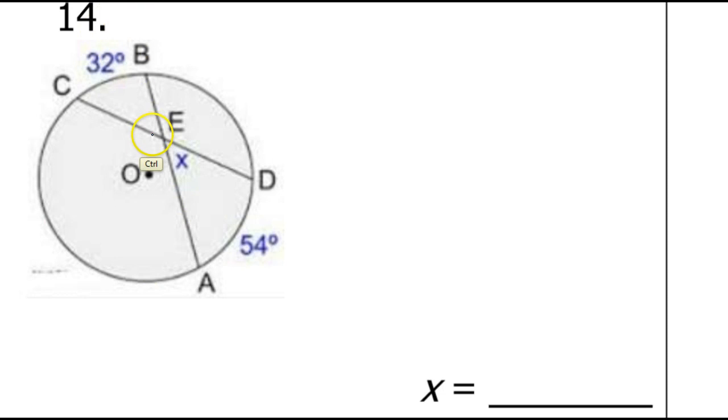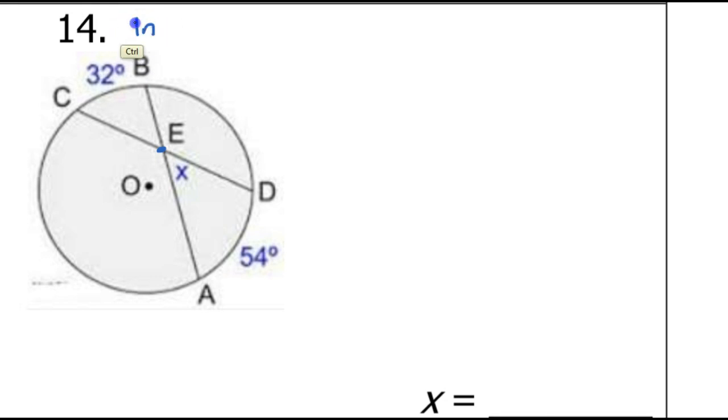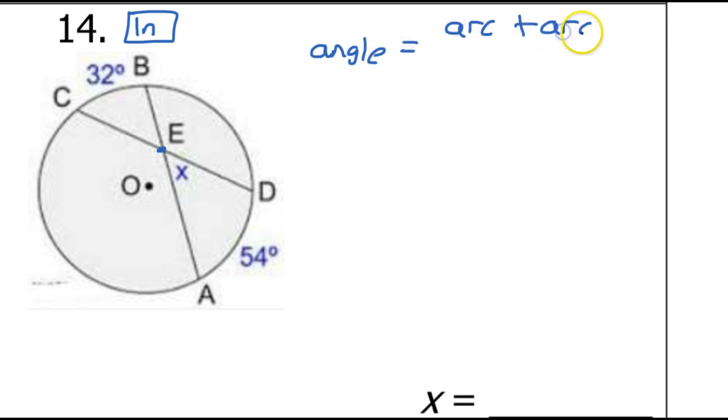For number 14, this vertex is in the circle. It's not at the center, but it's just randomly in the circle. So we know that this is the situation where the angle is equal to the arc plus the arc divided by 2. Okay? Aiden, help me set this up. What goes first? What goes for angle?